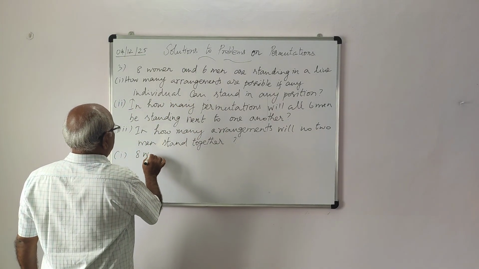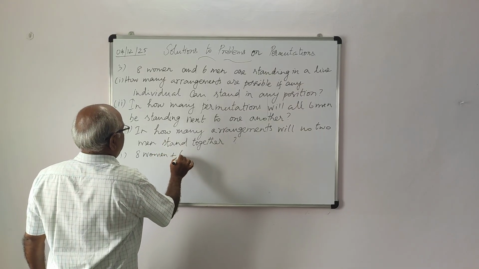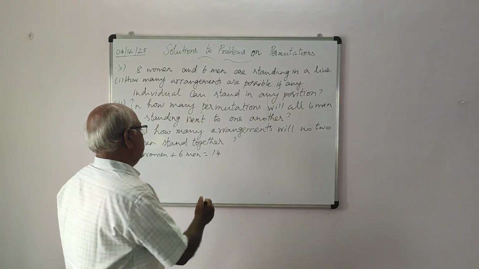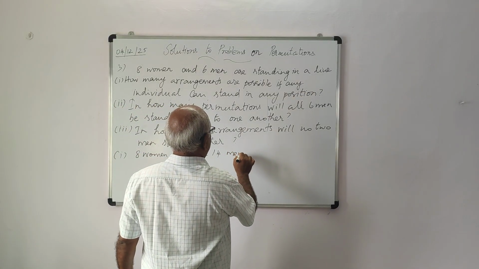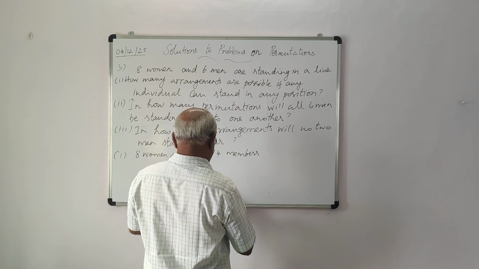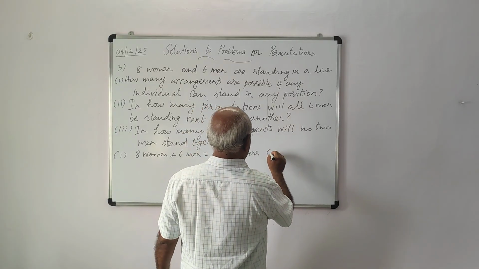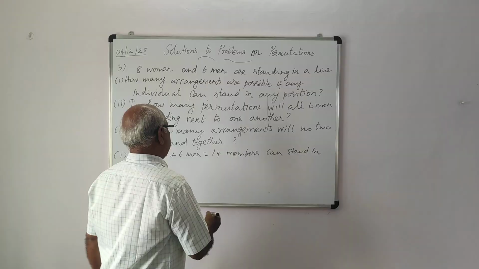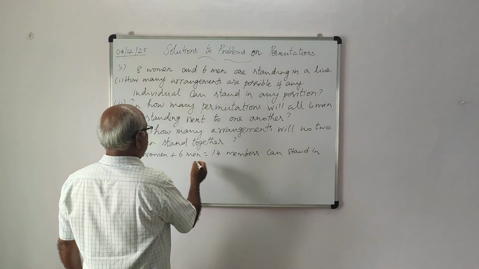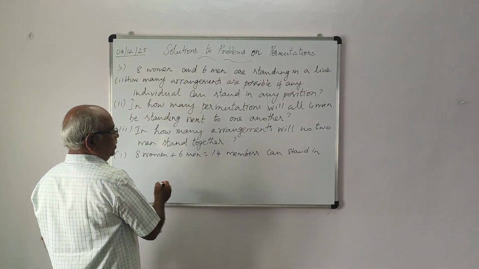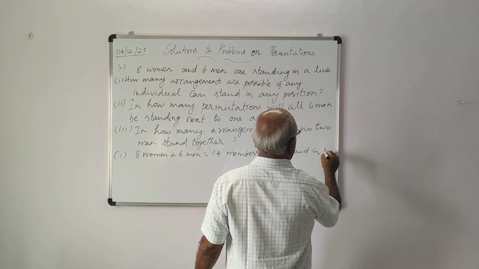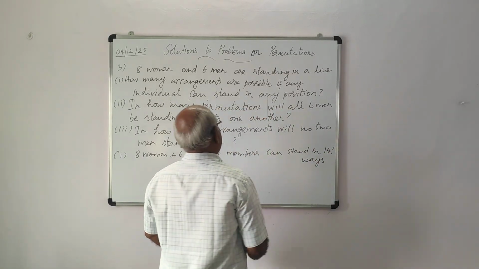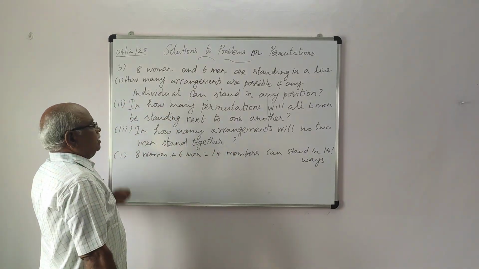8 women plus 6 men, 14 members, can stand in any position. 14 members standing in any position means they are standing in 14 factorial ways. That's all about the first question.